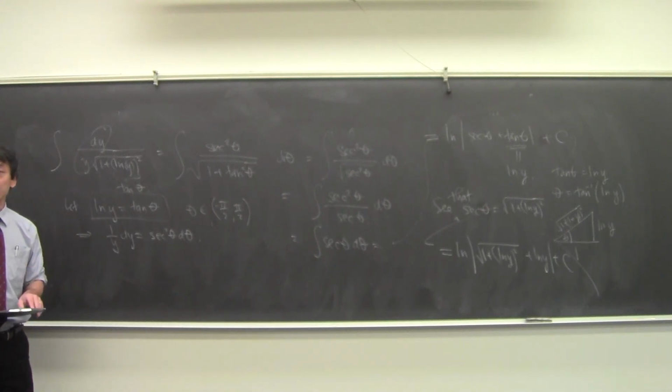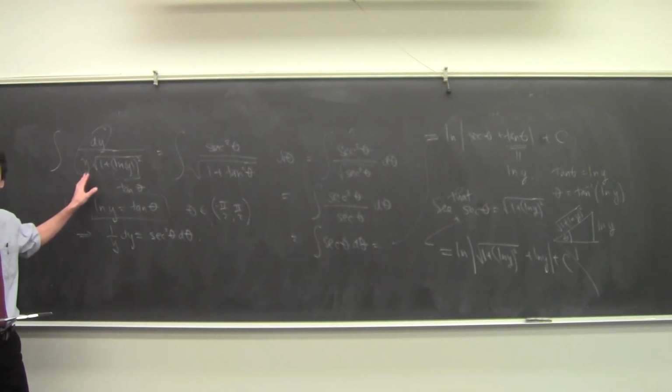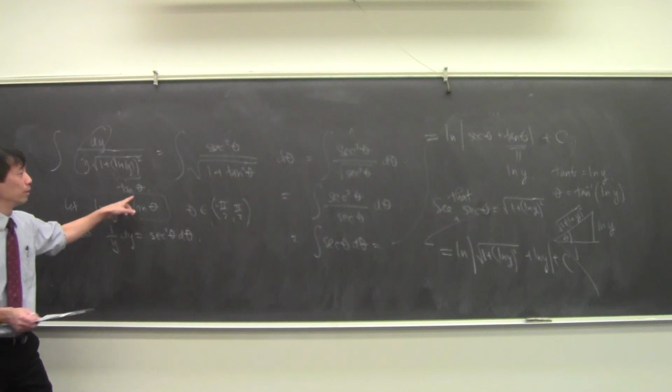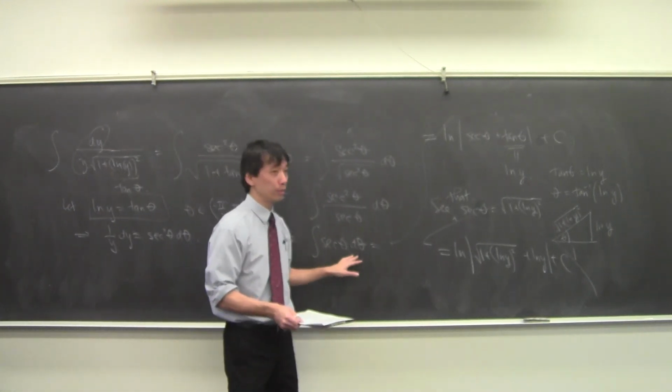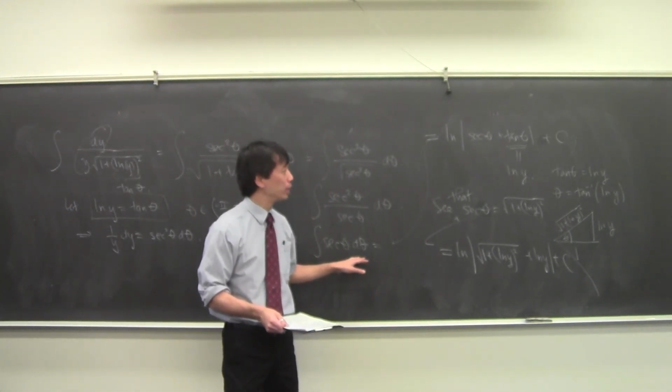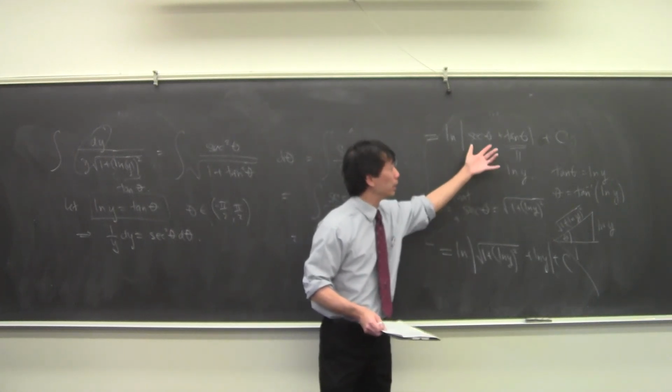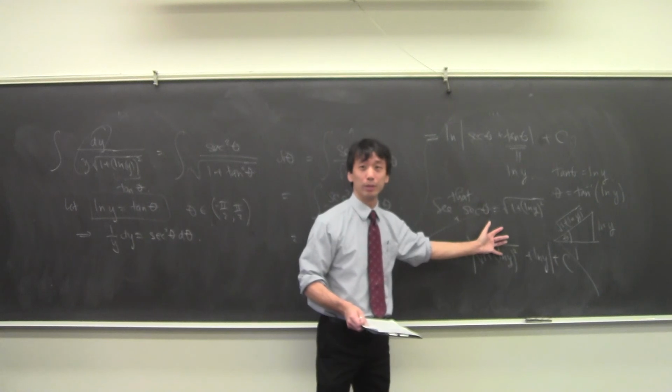Okay, so again, you see the game, right? Figure out your substitution using the Pythagorean identities. Do the integral with the new variable, and then switch back at the end to your original variable.